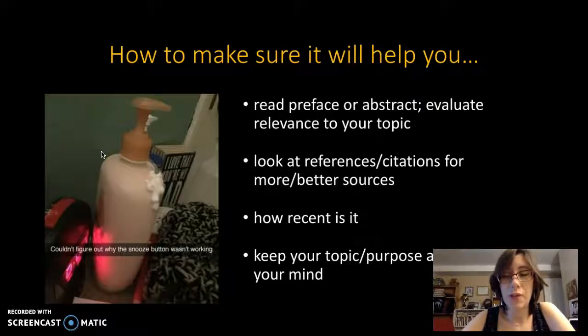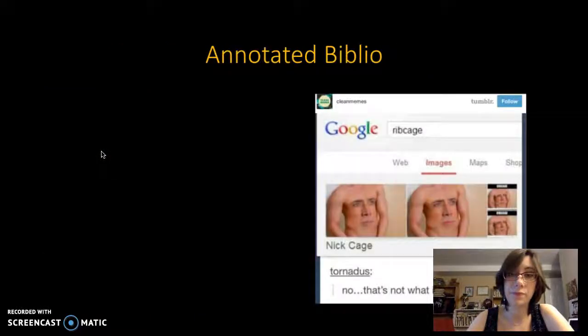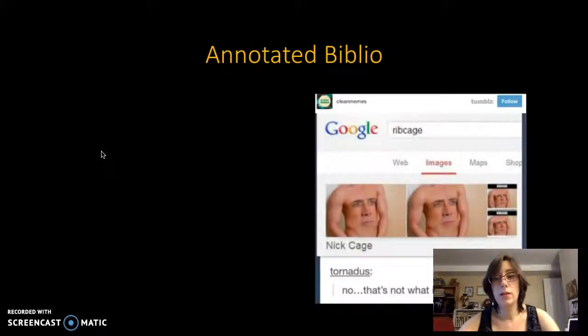And keep your topic and your purpose at the front of your mind. So don't get distracted by what is out there, okay? Keep your topic and your purpose at the front of your mind while evaluating and skimming these sources to figure out if they're going to help. All right, so eventually, once you've got 3 scholarly sources that you think are going to help you, I want you to put them into an annotated bibliography or an annotated list of works cited. I call it one of those 2 things, and you can call it whatever you want.